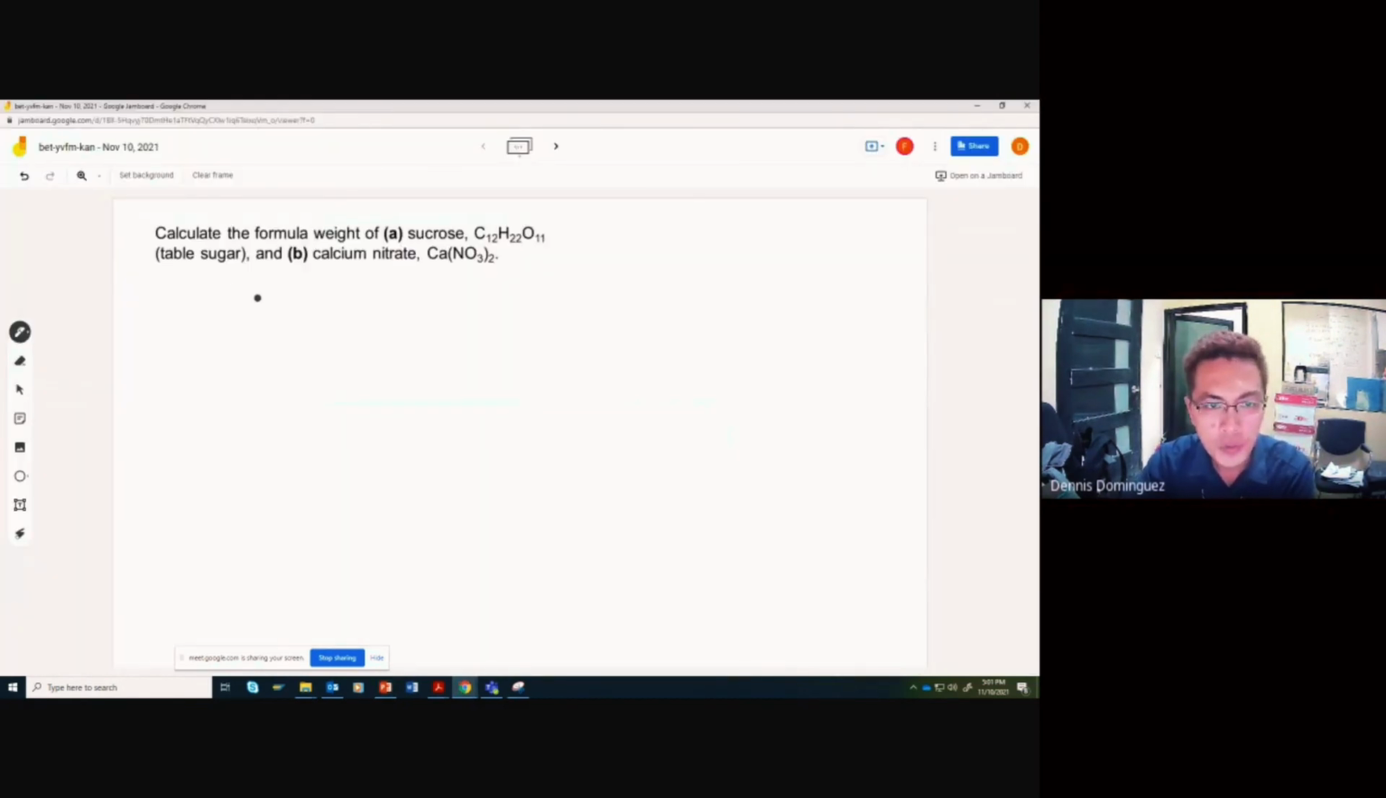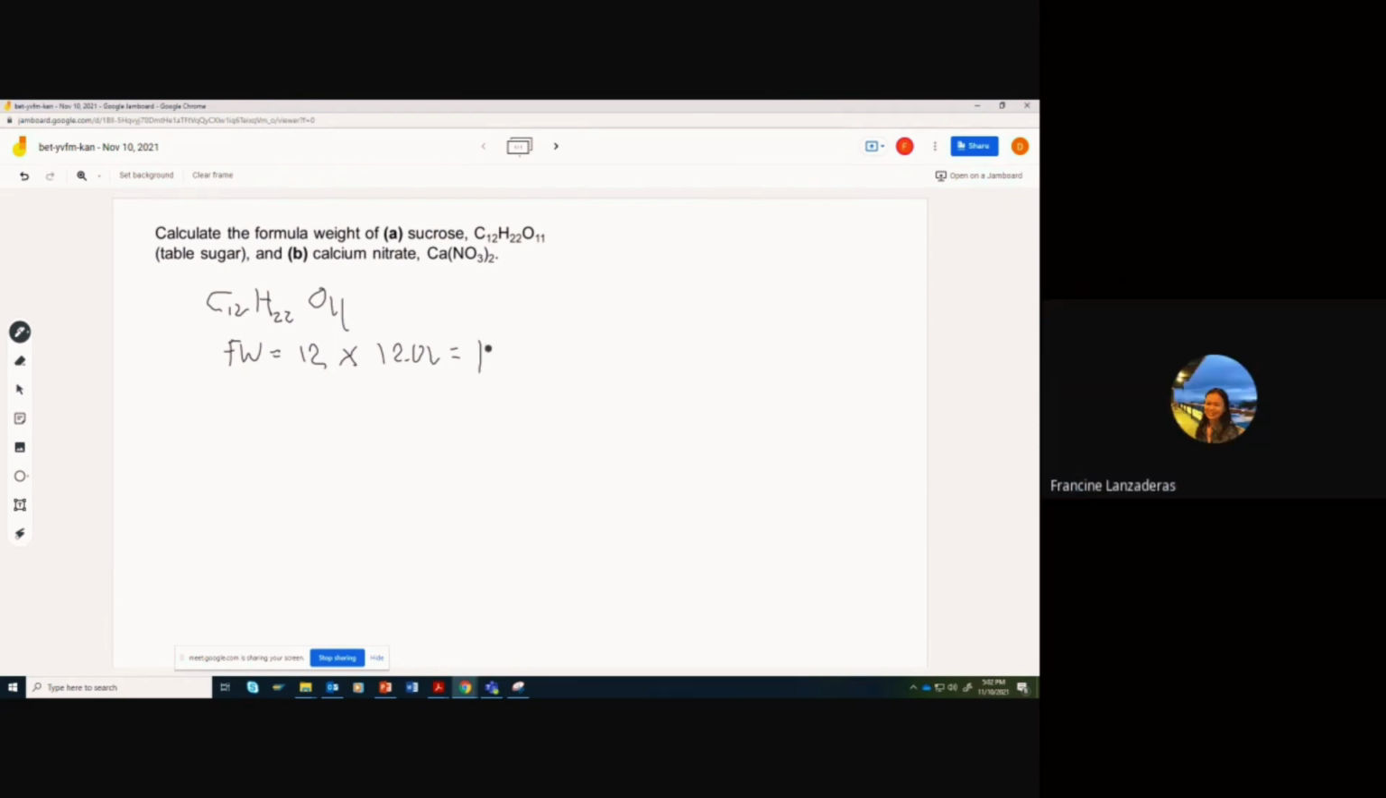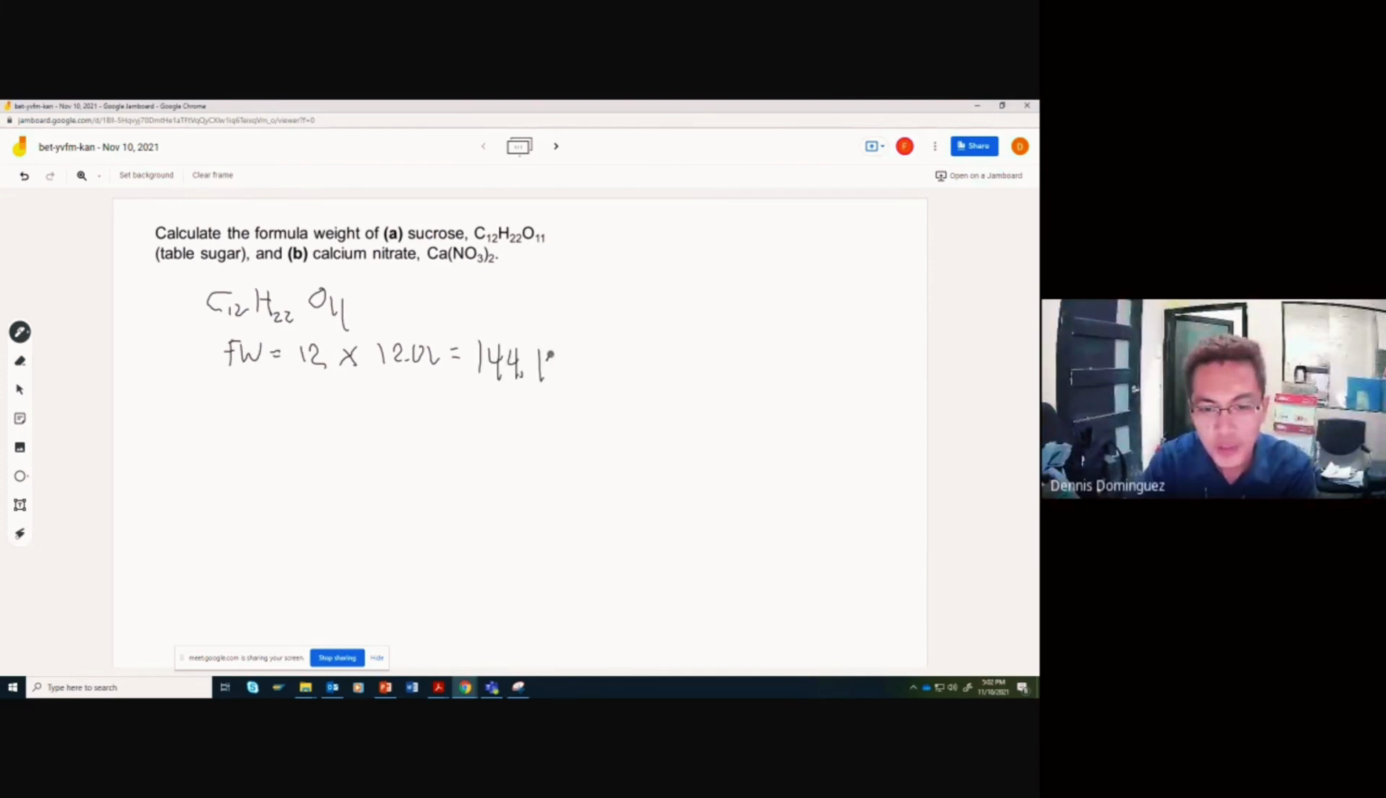Calculate the formula weight of sucrose. Sucrose is C12H22O11. So the formula weight of sucrose would be the number of atoms of carbon, that is 12, times the atomic mass of carbon, that is 12.01. So that is 144.12.